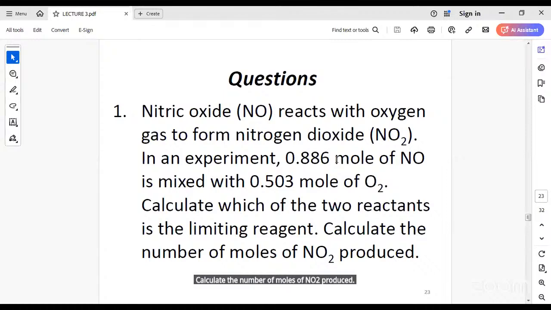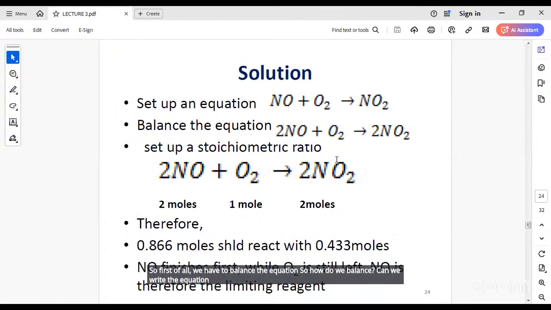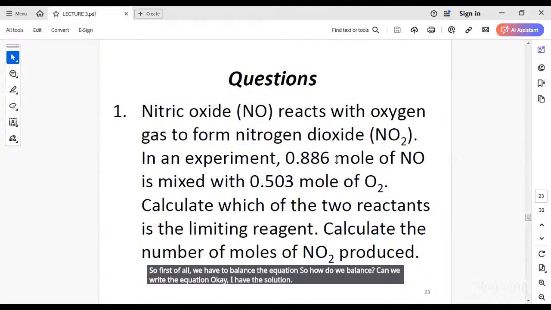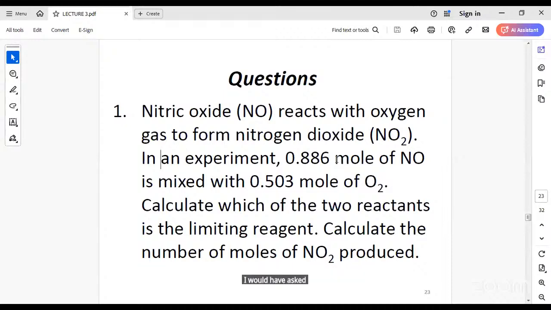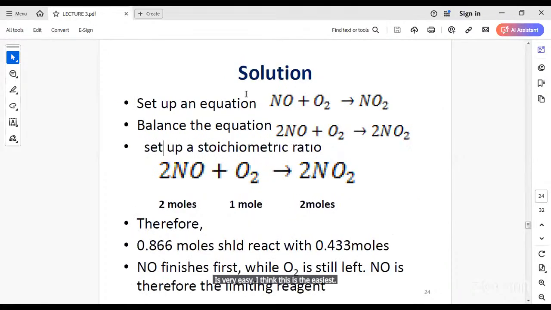So first of all, we have to balance the equation. So how do we balance? Can we write the equation? Okay, I have the solution. I would have asked you to do that, but let's go to the solution. It's very easy. I think this is the easiest. So this is the equation. Your nitric acid reacting with your oxygen to form your nitrogen dioxide.